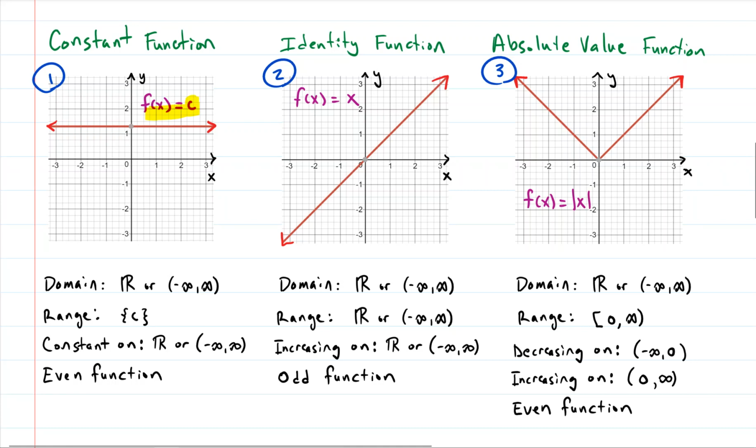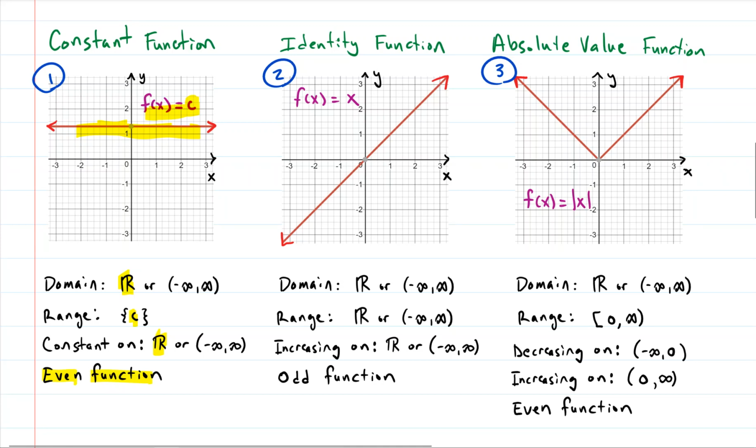The domain for this constant function is all real numbers, and the range is just a single value, which is the y coordinate of any of the points on this line. They all have the same y coordinate, and it is constant on all real numbers. So from negative infinity to positive infinity, it stays constant. It's never decreasing or increasing, and it is an even function, so it has symmetry about the y-axis.